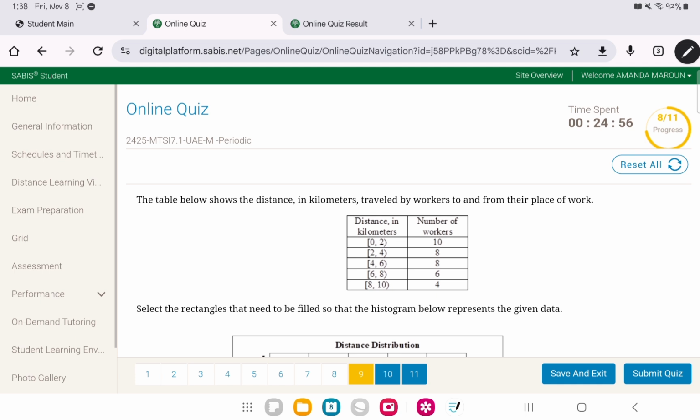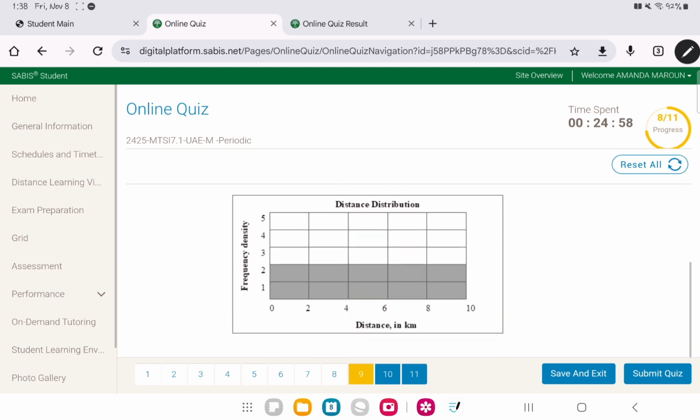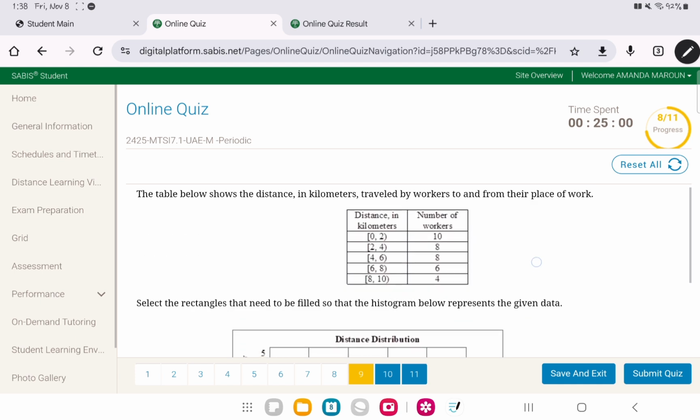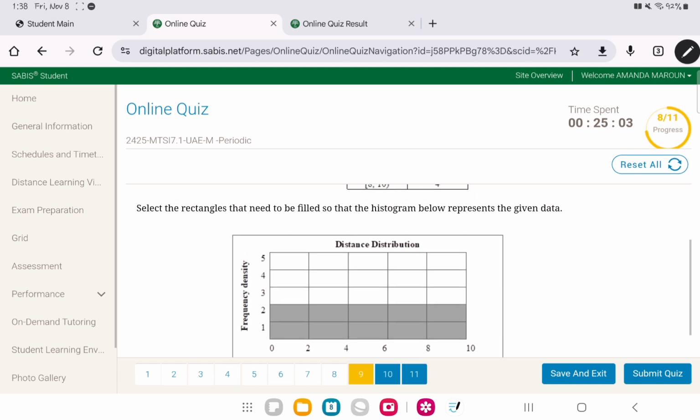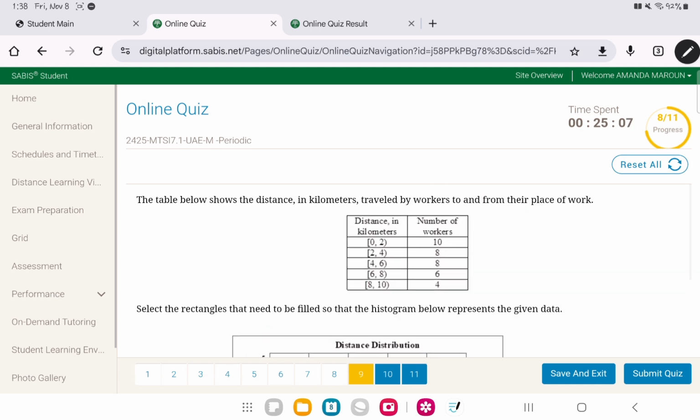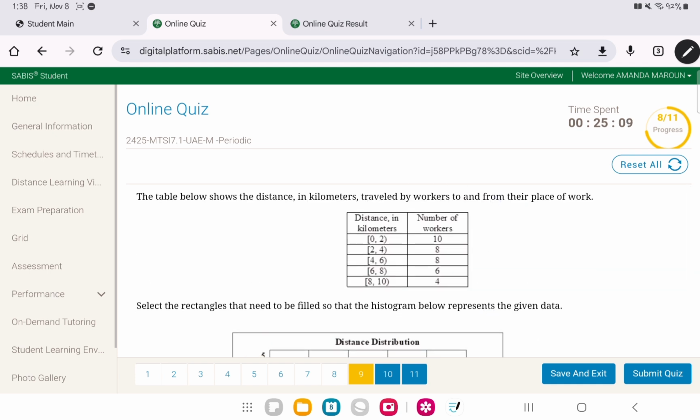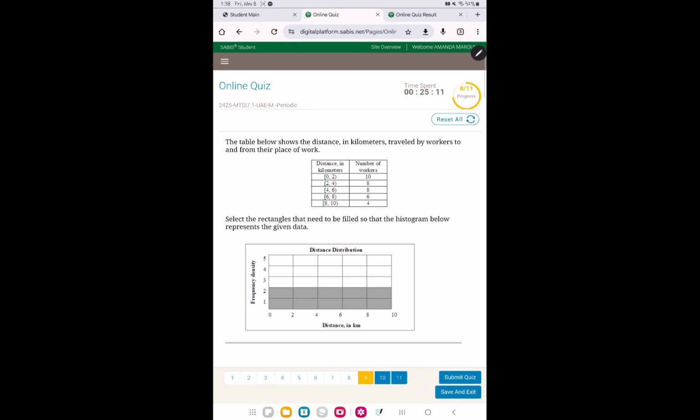They need us to select the rectangles that need to be filled in the histogram below. We have frequency density, okay? So let's first of all find the frequency density. So I'm gonna flip my tablet again so we can take the full thing. Finding the frequency density, we do the frequency, which is number of workers, divided by the width.